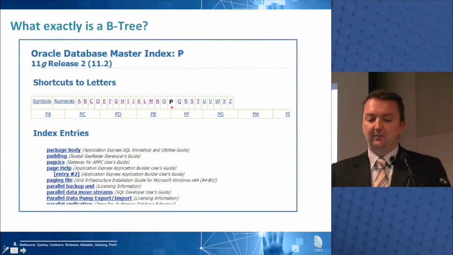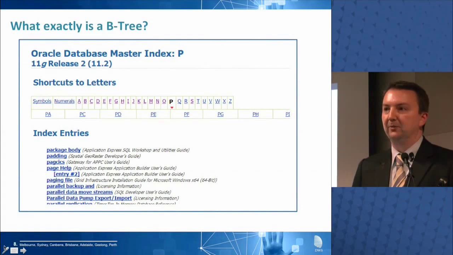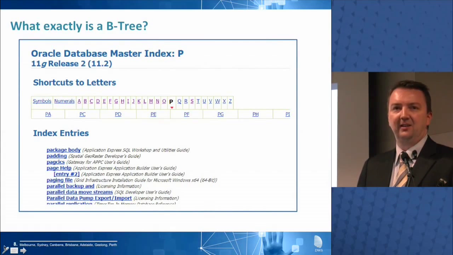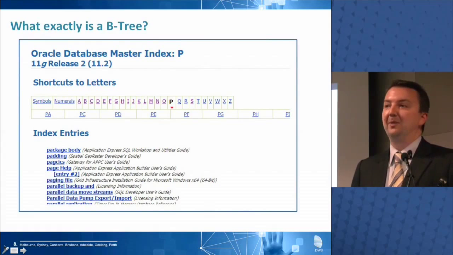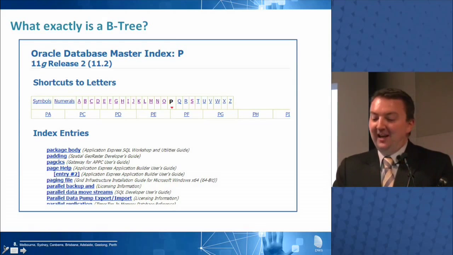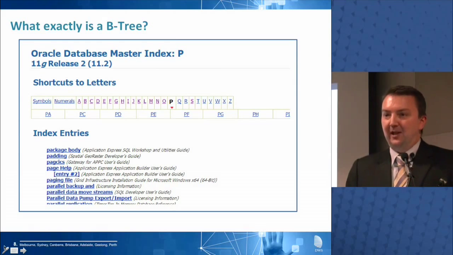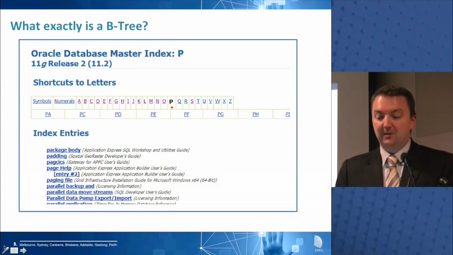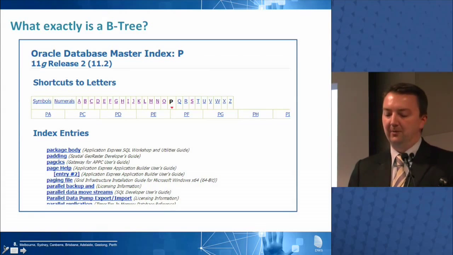What are they? Is this screenshot familiar to anyone? Most people here work with Oracle, don't you? Use the manuals at all? Online manuals? No, that's why you're here. Okay. All right, fair enough. If you did use the online manuals, one of those manuals is a wonderful thing. It's the master index. And coincidentally, the master index is structured almost exactly like a B tree. So it's a really good way to describe them.